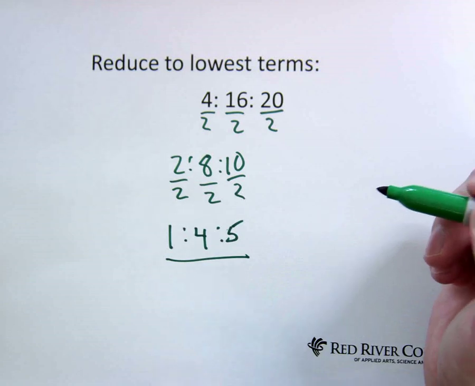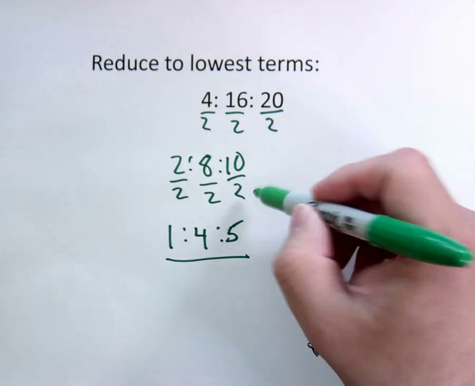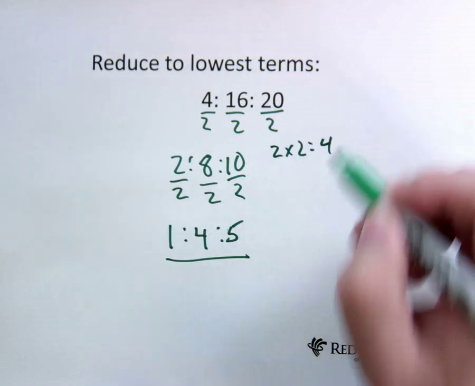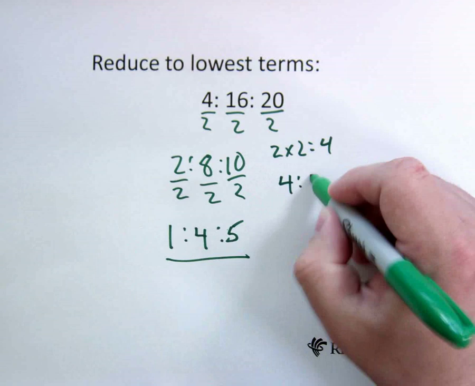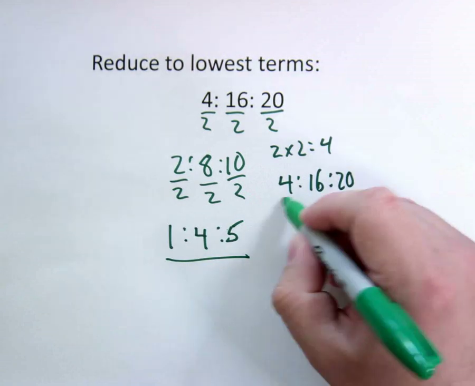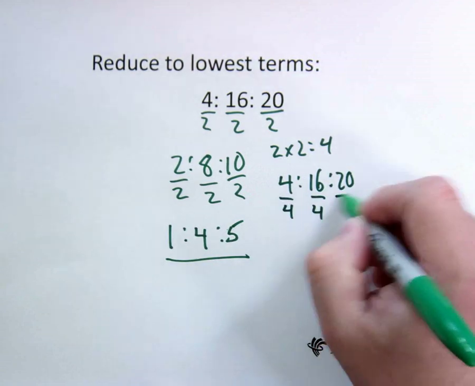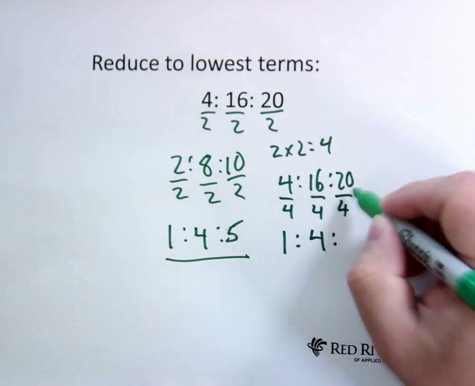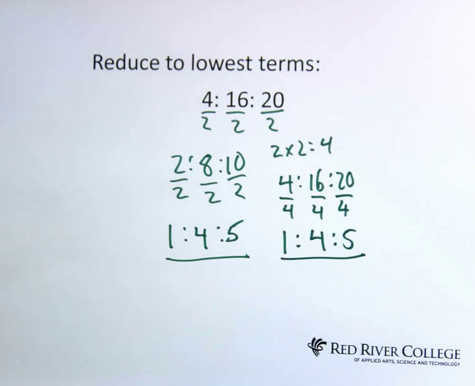Now, because we've divided by 2 twice, we can actually multiply by 2, and we could have actually used 4. So we can just quickly check that. 4 into 4 is 1, 4 into 16 is 4, 4 into 20 is 5, and there's our answer again. Okay, so if you could have seen the 4 right away, go ahead and use the 4, but if you couldn't see the 4, then you could have started with 2, the even number.